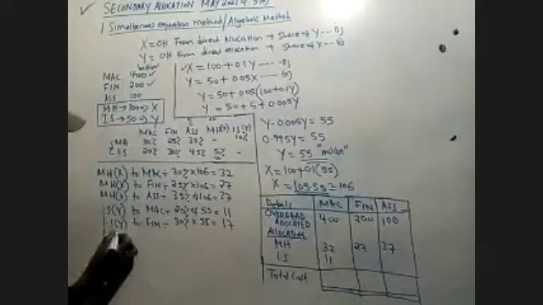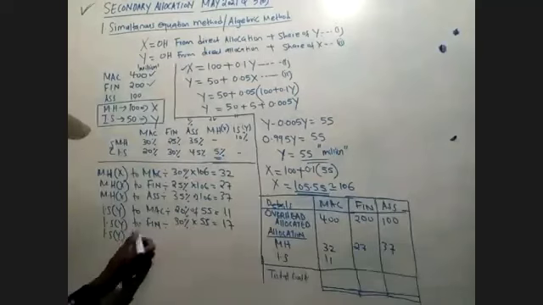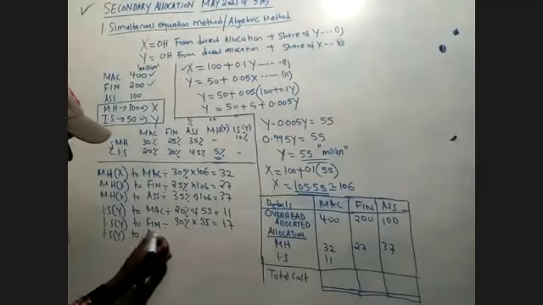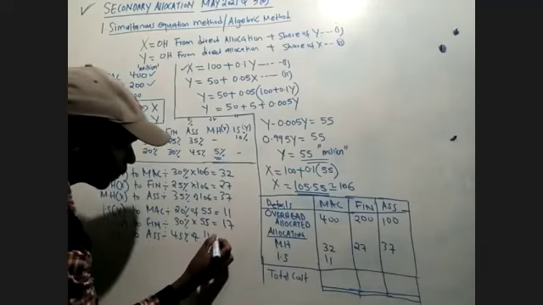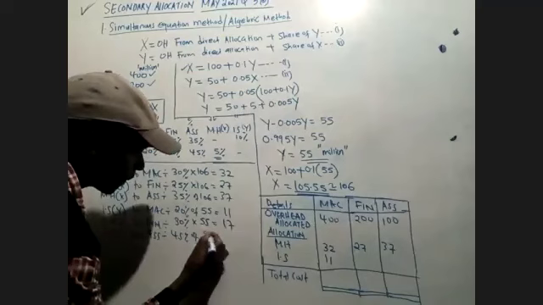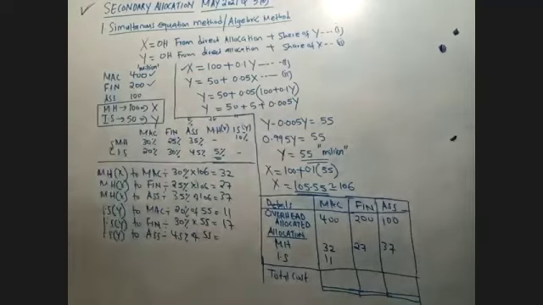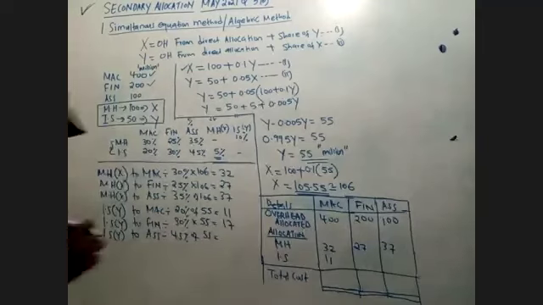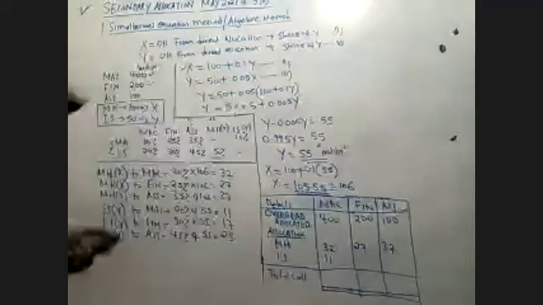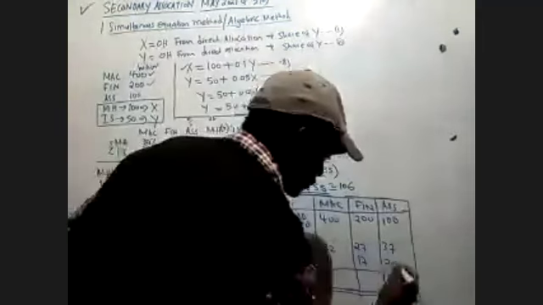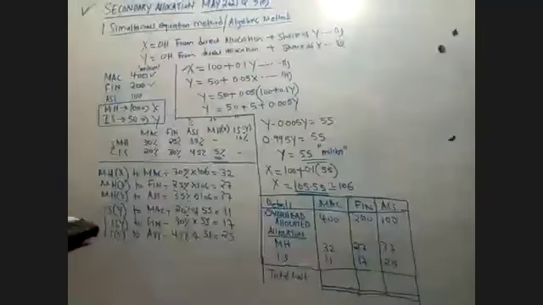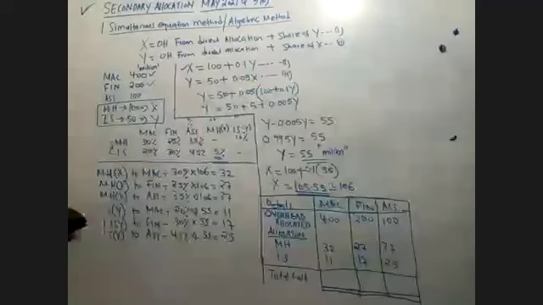And then for Y to what? To assembly, 45% of 55. So 0.45 times 55, which is 25. So 11, 17, and 25. That is all about the allocation.